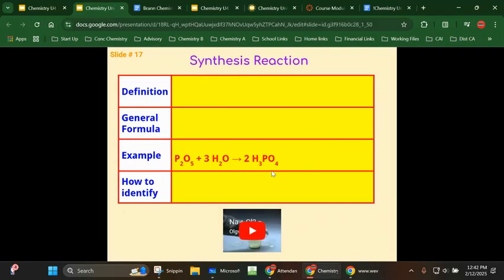So the first is what is called a synthesis reaction, ladies and gentlemen. A synthesis reaction is a reaction in which 2 or more reactants, now your reactants could be compounds or they could be elements, combine together to make only one product. There is only one thing that is created. A general formula would look something like this: A, representing an element, plus BC, representing a compound, would become a compound ABC. All 3 things put together into one.